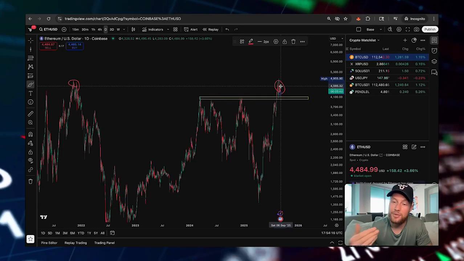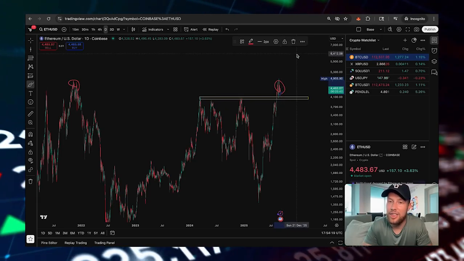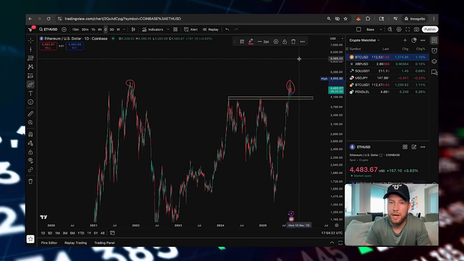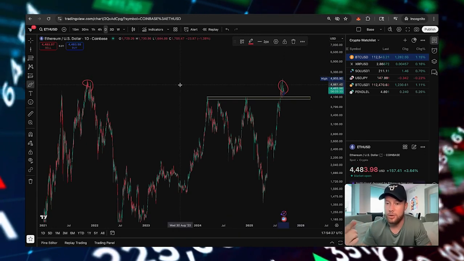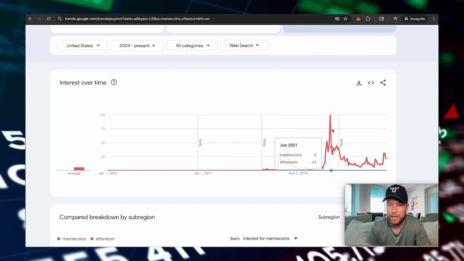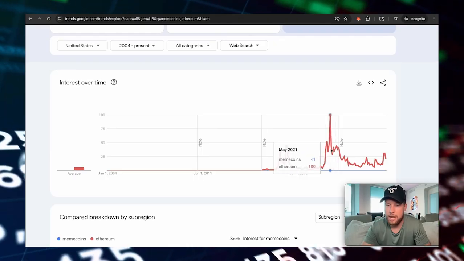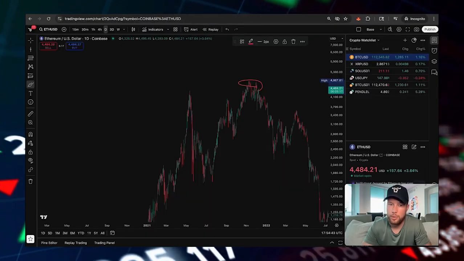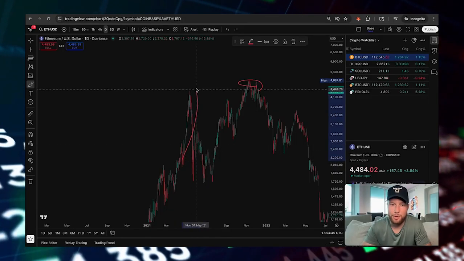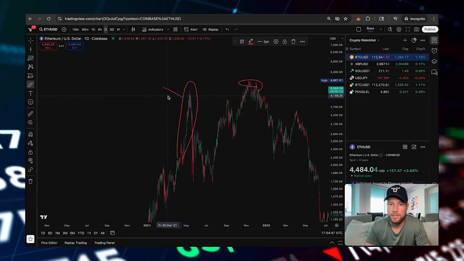So this shows that retail doesn't really care right now until Ethereum goes back into price discovery and sets a brand new all-time high. Because when you do it once, you shock the world, you get everyone excited. Case in point, we were 100 out of 100 here in May of 2021 for Ethereum, going full vertical on Google Trends. And what we were doing on the price chart, we were doing the exact same thing.